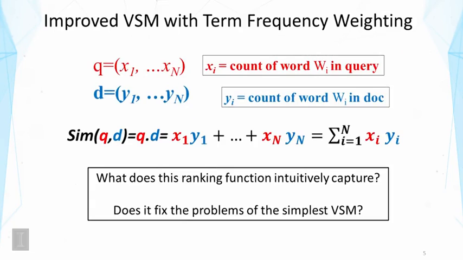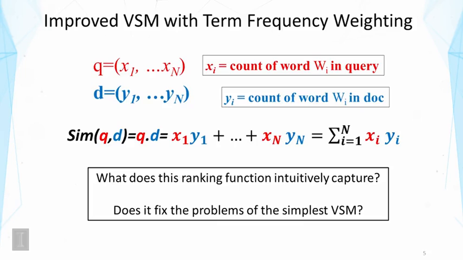As you see on this slide, we still use dot product. And so the formula looks very similar in the form. In fact, it looks identical. But inside the sum, of course, xi and yi are now different. They are now the counts of word i in the query and in the document.